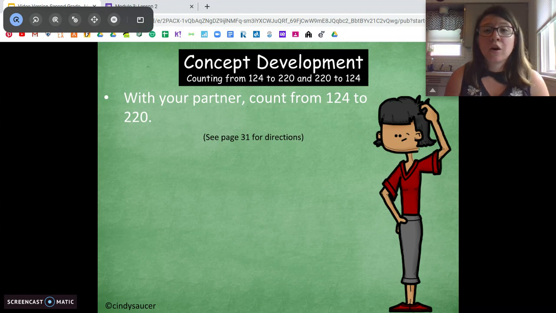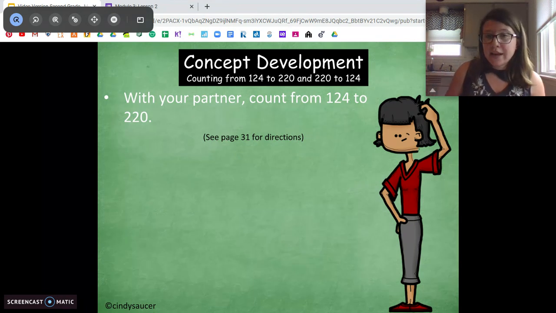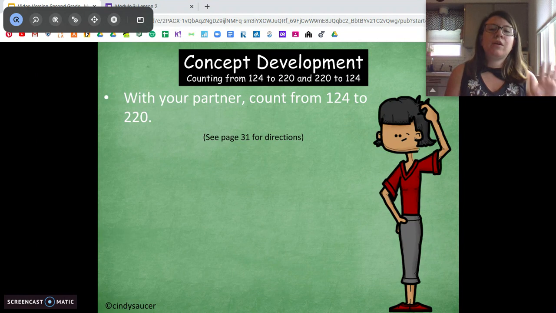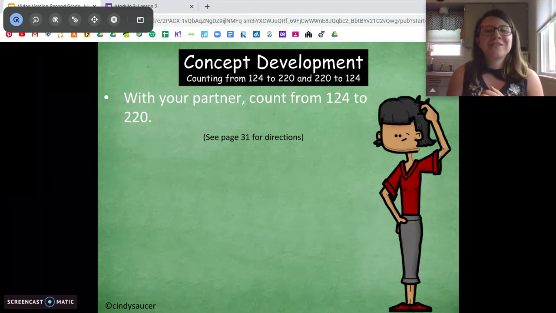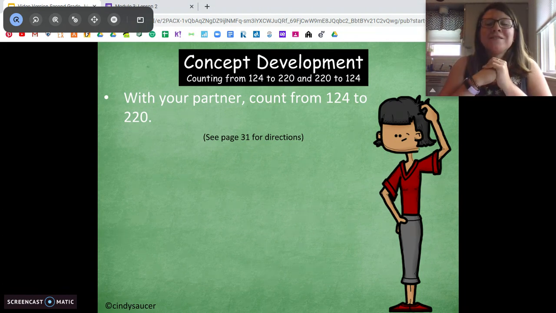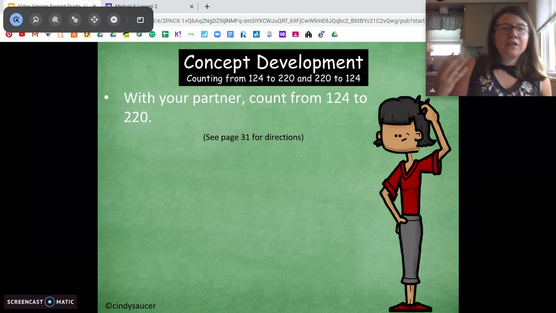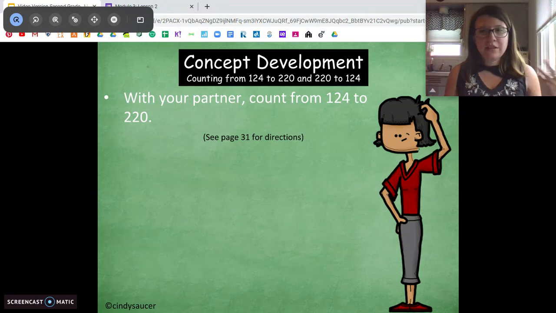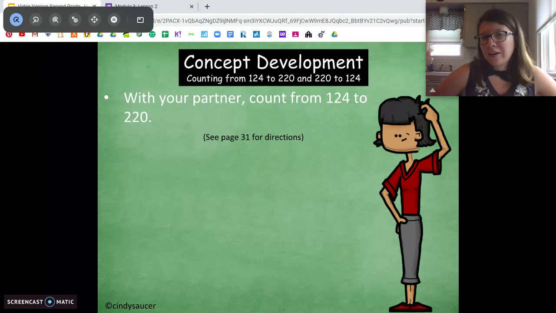Good, you got it? So we could count by ones, 124, 125, 126. That would take a while, right? If we count by tens, it might be a little bit faster. So we'd go 124, 134, 144, 154, 164, 174, 184, 194, 204, 214, and then we're going to have to count by ones. 215, 216, 217, 218, 219, 220. Ta-da! Now, is there an easier way for us to do this?